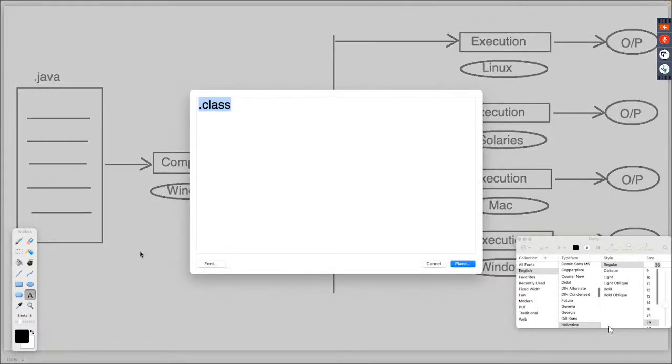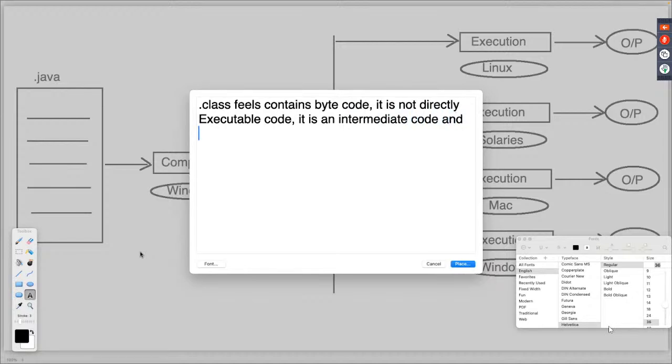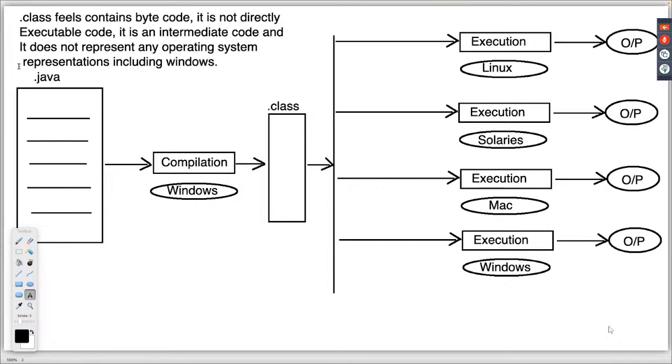So what's the point here? I said dot class files contain bytecode. It is not directly executable code. It is an intermediate code. And it does not represent the local operating system. It does not represent any operating system representations, including Windows. Observe carefully. Right, sir? Now this is exactly the information about the dot class file.